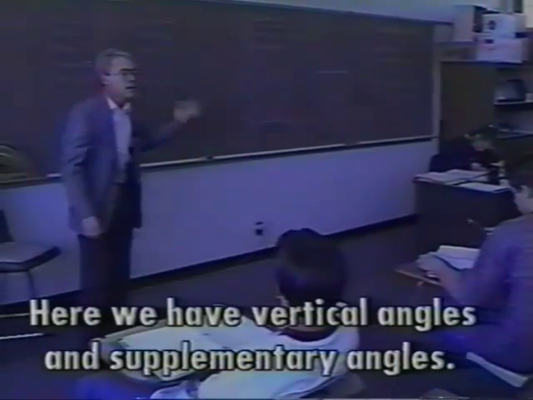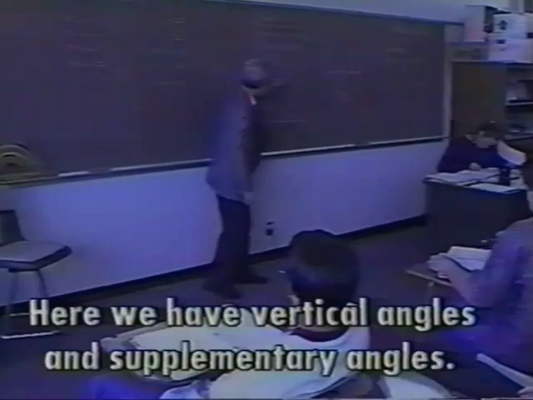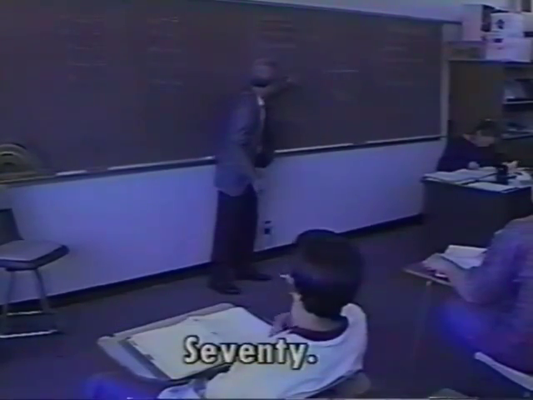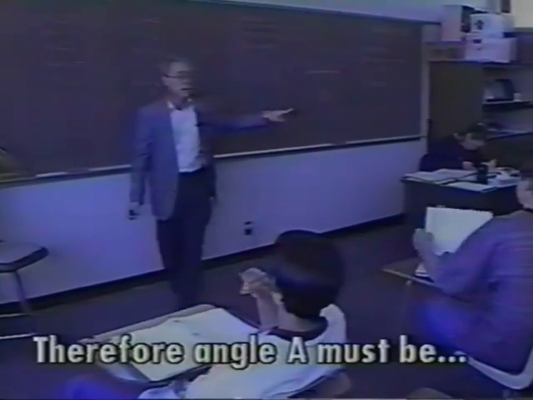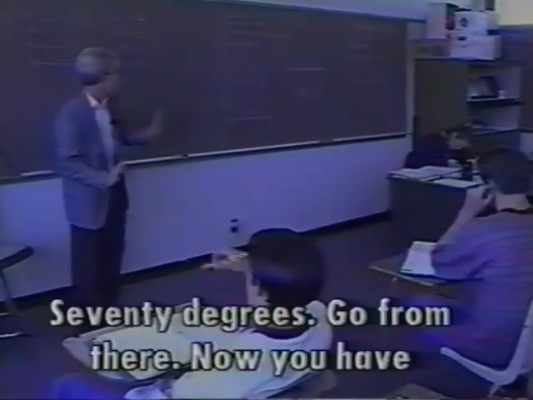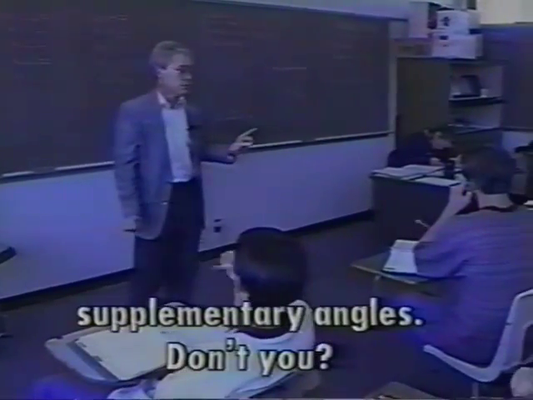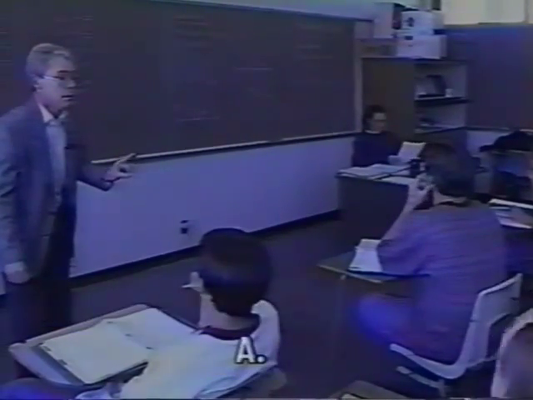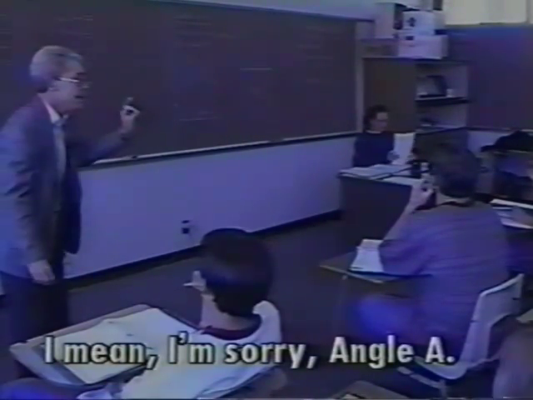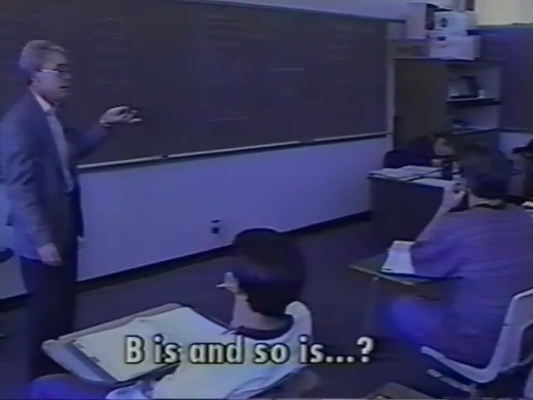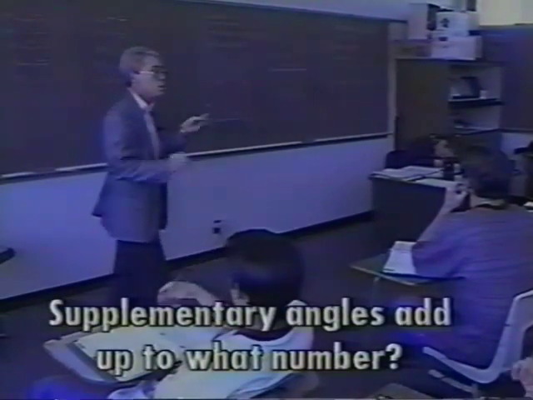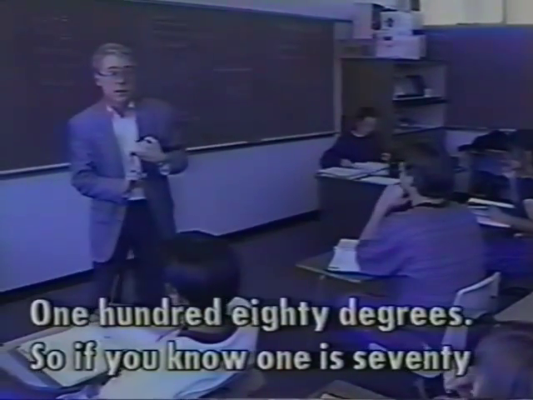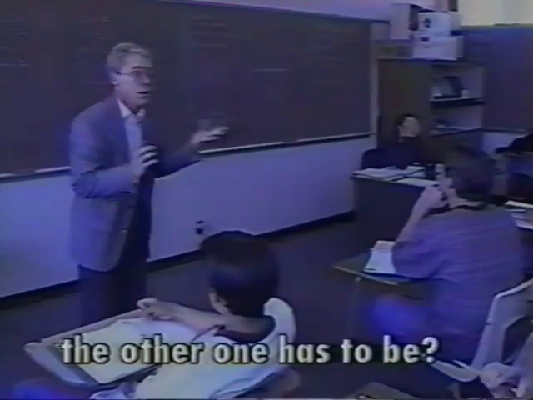Here we have vertical angles and supplementary angles. Angle A is vertical to which angle? 70. Therefore, angle A must be 70 degrees. Now you have supplementary angles, don't you? What angle is supplementary to angle B? I'm sorry, angle A. B is, and so is C. Supplementary angles add up to what number? 180 degrees. So if you know one is 70, the other one has to be 110.